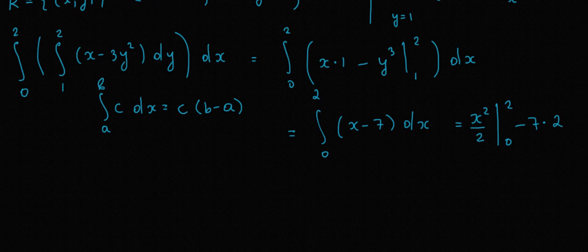Almost finished here. And so now when I plug in x equals 0 into x squared over 2, the result is 0. When we plug in 2, we get 2 squared divided by 2, which is just 2, and then 2 minus 14, which results in our answer being -12.